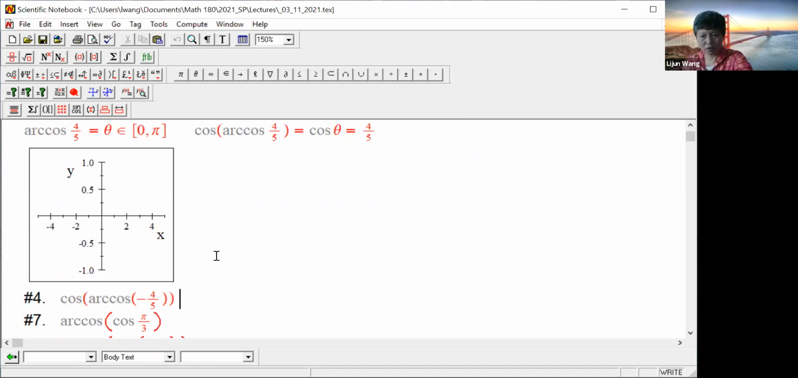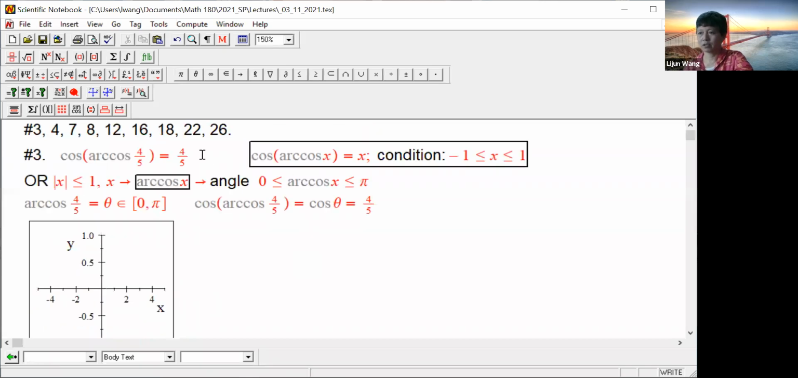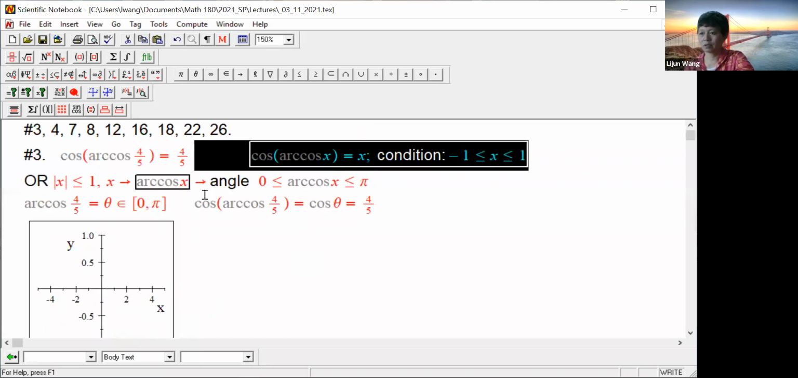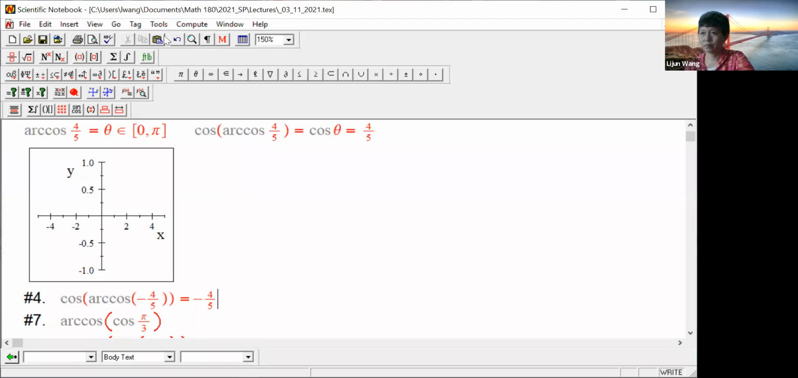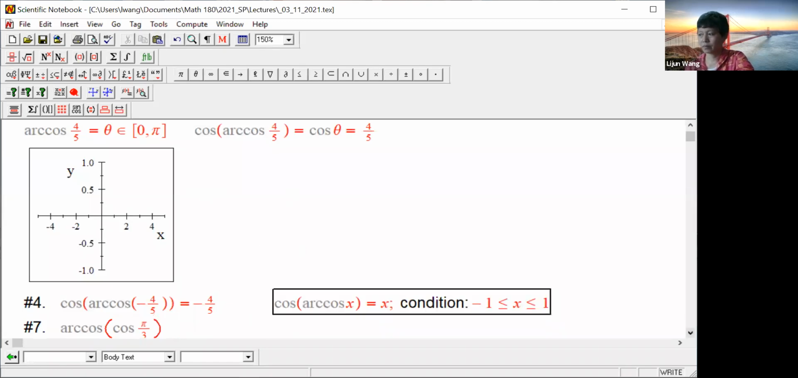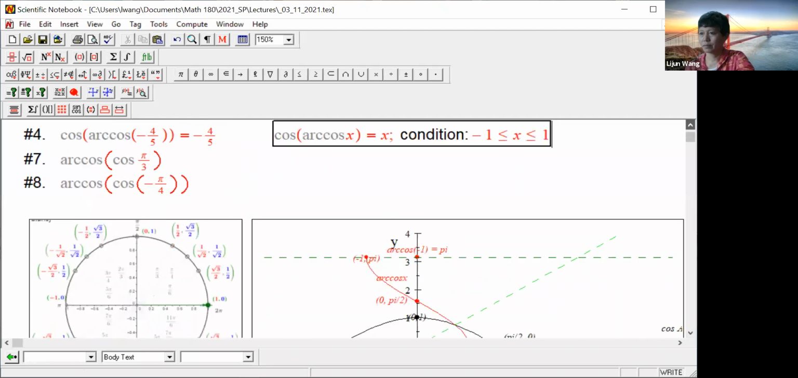So let's look at number 4. Number 4 should become easier now. Number 4 is similar. That identity still applies because the conditions are satisfied. Let's look at number 7 and 8.